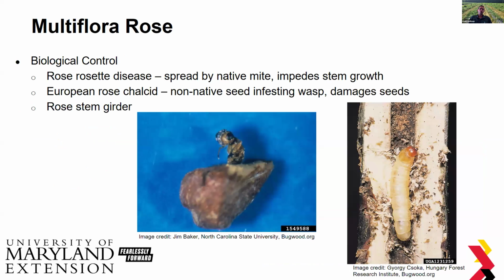Biological control: there's rose rosette disease, which is actually spread by a native mite that impedes stem growth. There's the European rose chalcid, a very interesting creature that is actually a non-native seed-infesting wasp. If you look at the picture in the center of your screen, here's an example. That wasp is a parasitoid that actually lays its eggs in the seed, and the larvae actually emerge from it. It's pretty cool. And there's also the rose stem girdler. Now, I list these as options for biological control of multiflora rose. However, these specimens can also affect native rose populations as well.